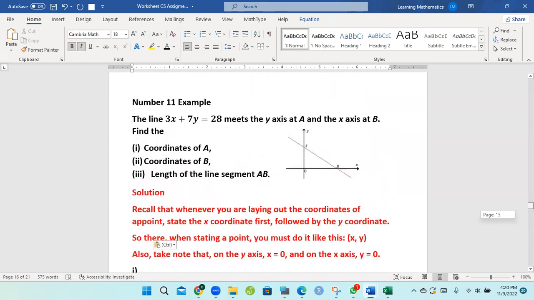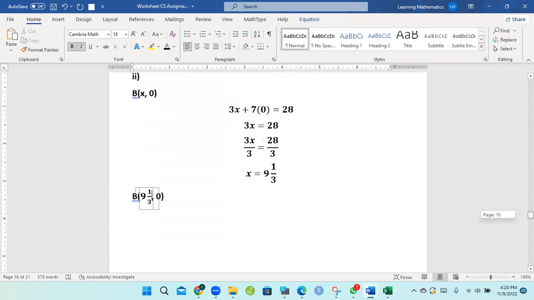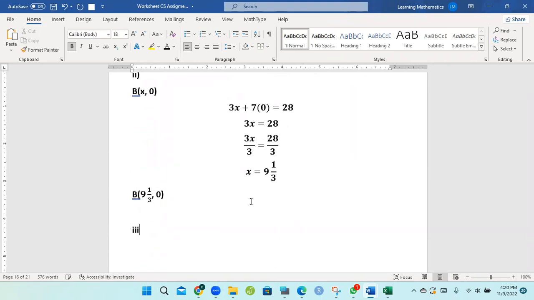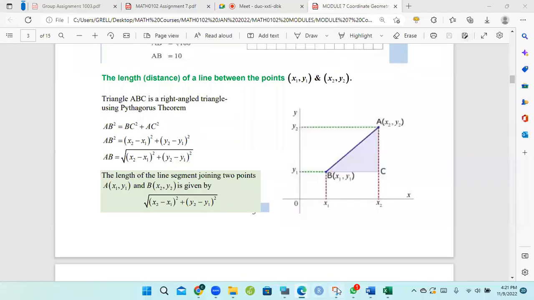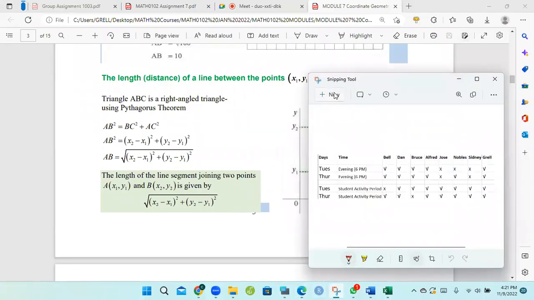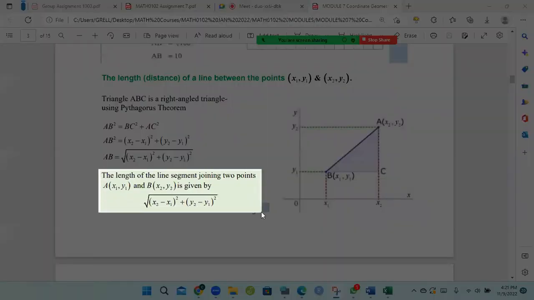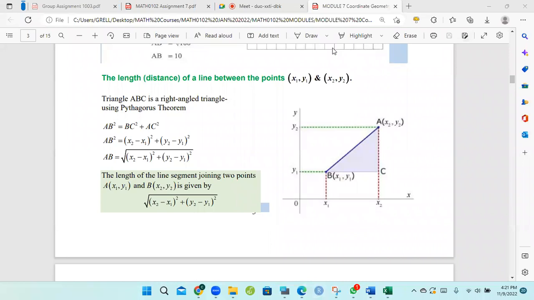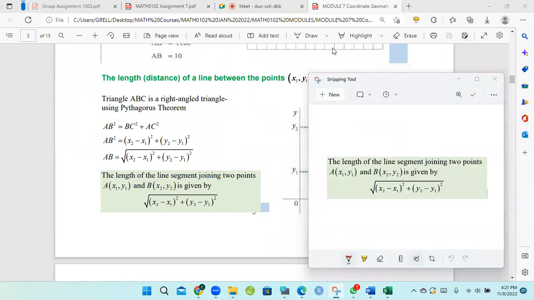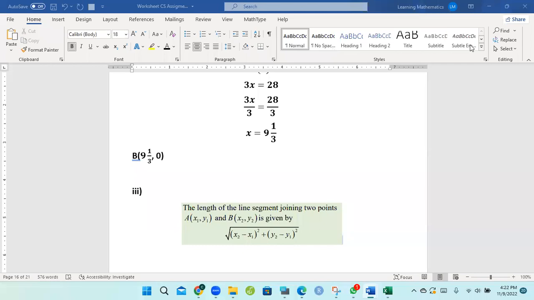Now part 3 is asking for the length of a line segment. Let's call up the formula for the length of a line segment. So here's the formula for the length of a line when you have 2 points. It has a square root sign in it. So we must label the coordinates of points A and B in order to substitute into this formula.